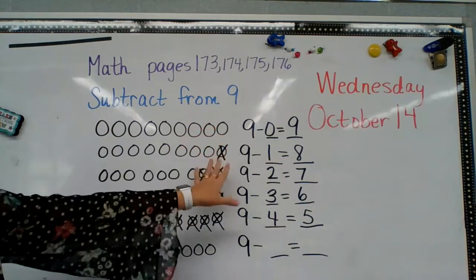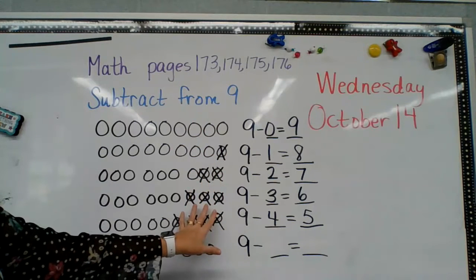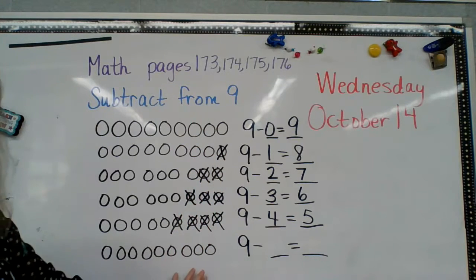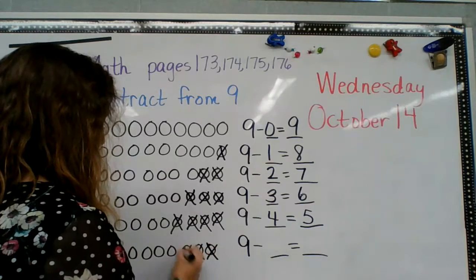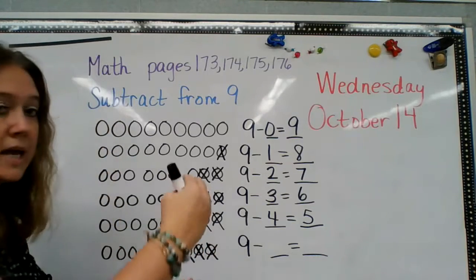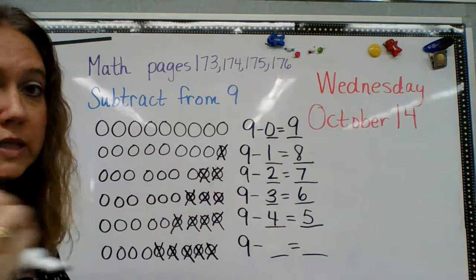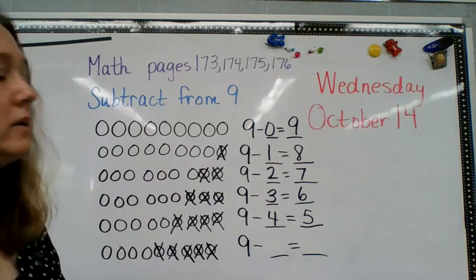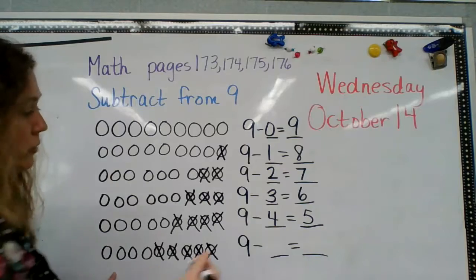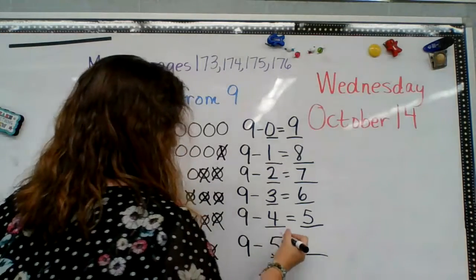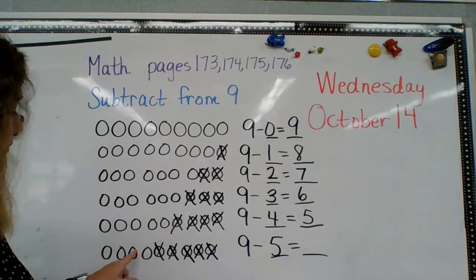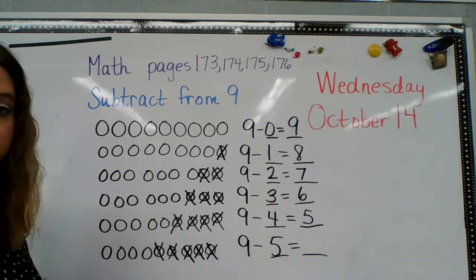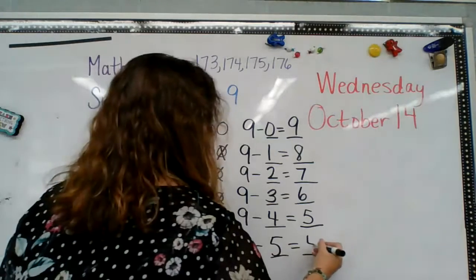We crossed off 0, we crossed off 1, we crossed off 2, we crossed off 3, we crossed off 4. Now we're going to cross off, or you're taking those away if you're using cereal or buttons or something. How many? Oh, I almost forgot. We crossed off 5. How many are left? 4.